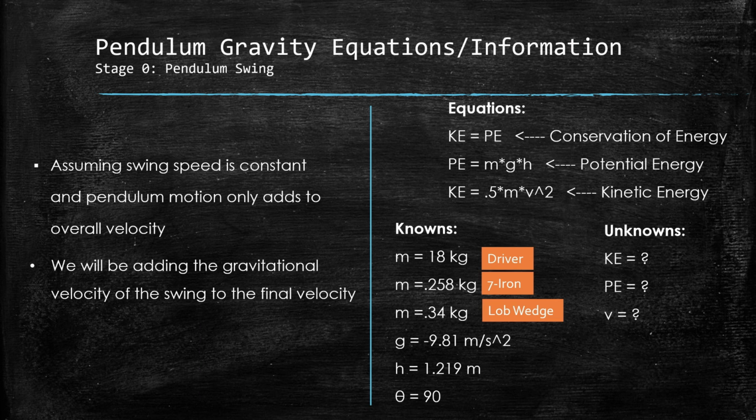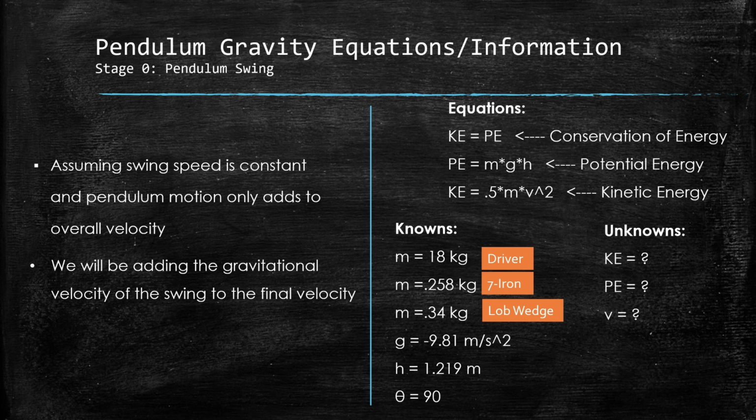We can now bring in our assumptions, equations, knowns, and unknowns that we'll be solving for. So we're going to be assuming the swing speed is constant and pendulum motion only adds to the overall velocity. And we're adding the gravitational velocity of the swing to the final velocity. So for our equations, using the conservation of energy, we know that the potential energy at the top of the swing is going to be equal to the kinetic energy at the bottom of the swing. And then we have the equation for potential energy and the equation for kinetic energy.